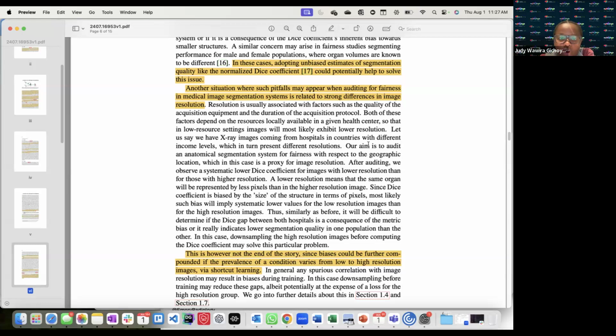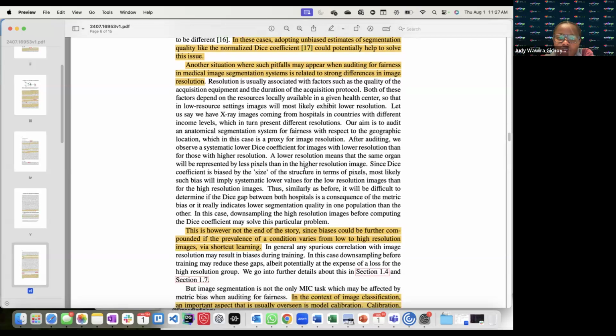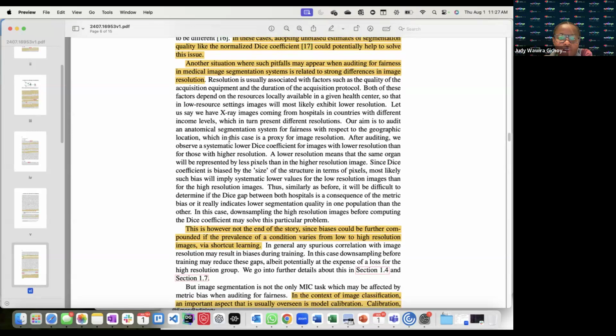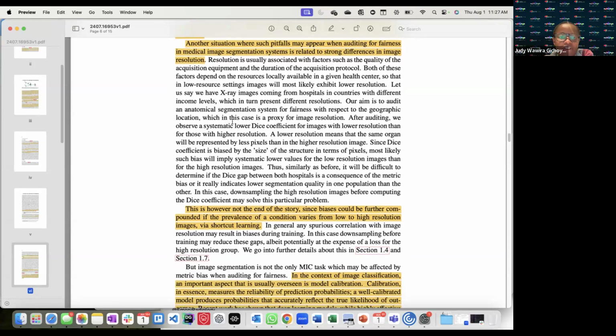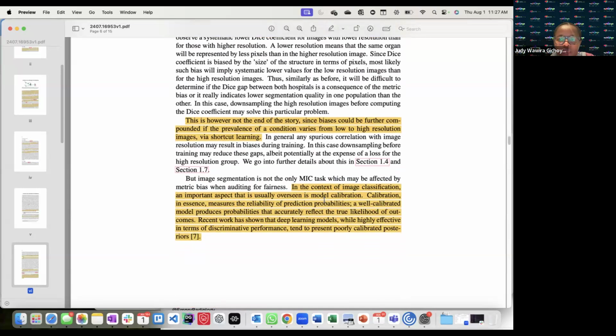And if your aim is to audit an anatomical segmentation system with respect to geographic location, then this is a proxy for image resolution. So you may observe a systematically lower dice coefficient for images with lower resolution than those with higher resolution. Since you have that bias of the dice coefficient, the bias may imply systematically lower values for low resolution images. And so you cannot tell whether these differences in the dice gap are because of the metric bias or because there's lower segmentation quality for one population versus another.